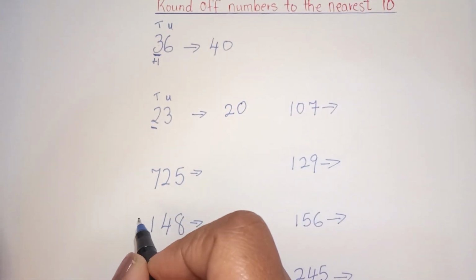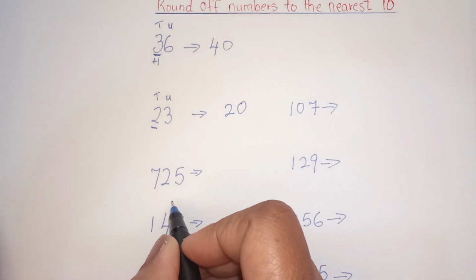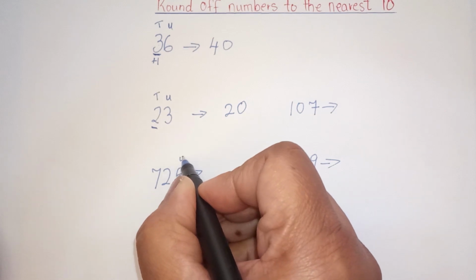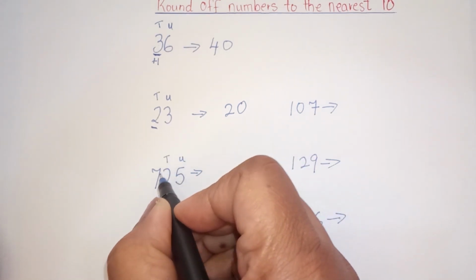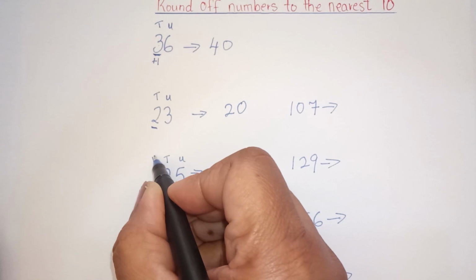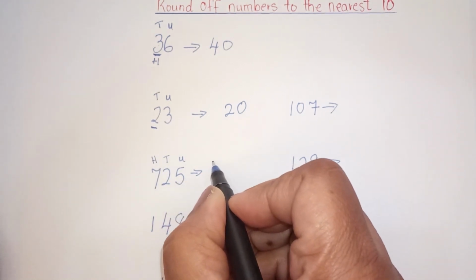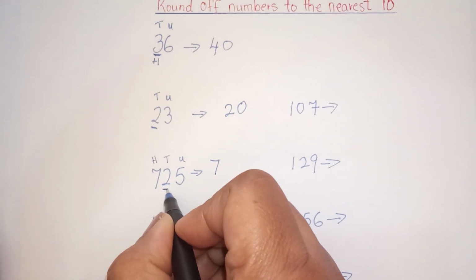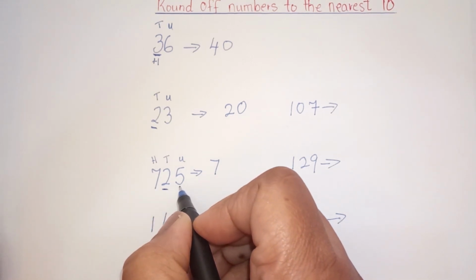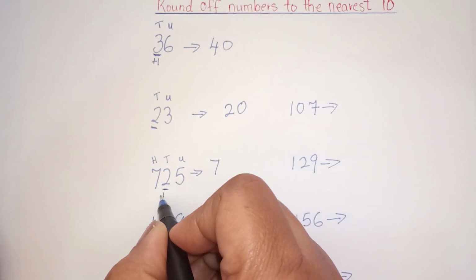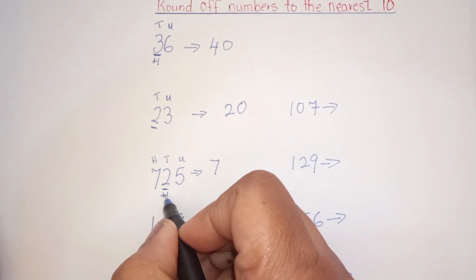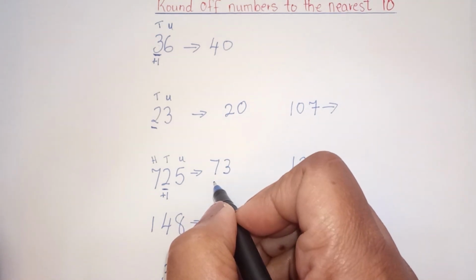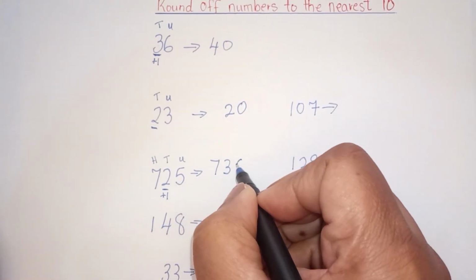We look at the number we have, 725. Now we're going to put in the place value. 5 is units, 2 is tens and 7 is hundreds. So we don't need this hundreds, we're going to write it as it is here. But we'll spot the tens, which is 2. The number next to it is 5. 5 can give 1 to 2, so 1 plus 2 will become 3. 2 will turn to 3 and 5 will become 0.